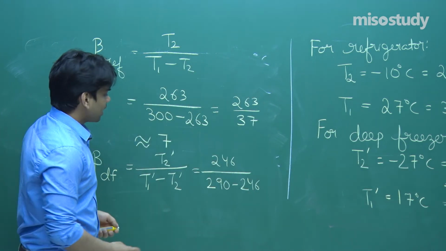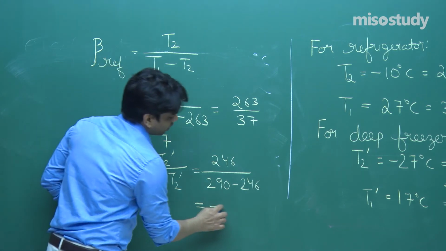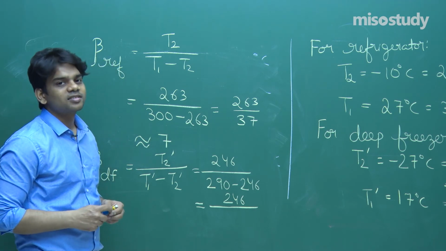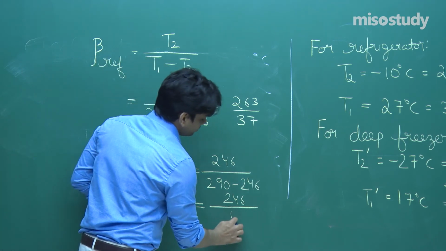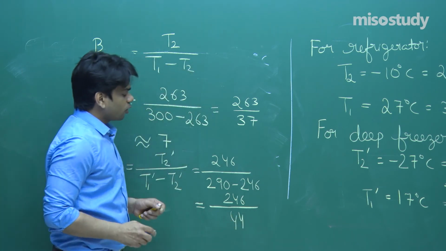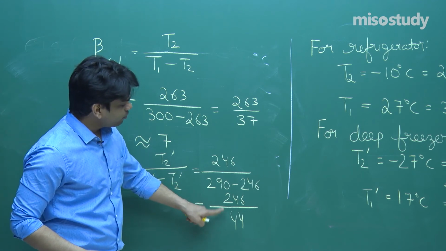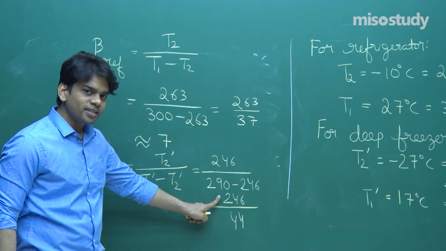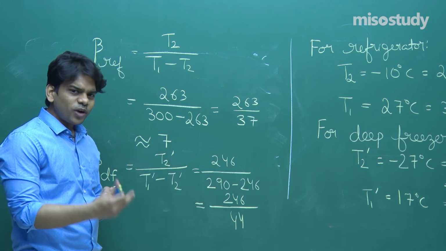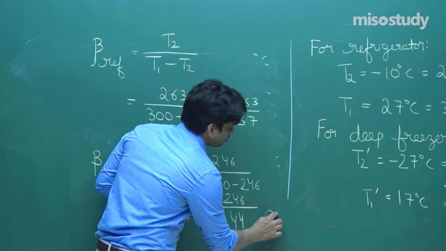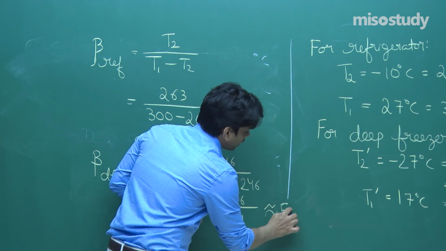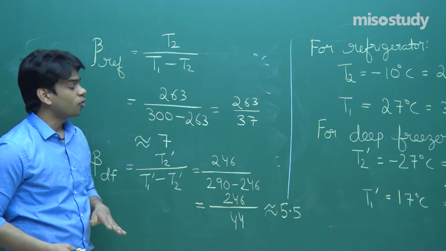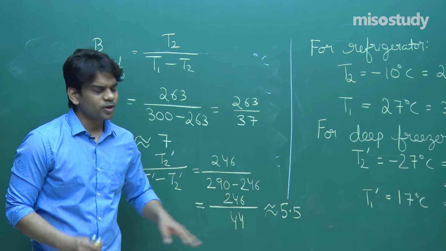So let's go ahead and solve it. We will be having 246, 290 minus 246, that will be 44, somewhere around 44, that will give you somewhere 5 point something, because 44 into 5 will be 220, then we will be having 26. So somewhere around 5.5, I am writing somewhere around 5.5. These are just approximate values I have given you for the efficiency. You can check the exact value while calculating on your own.